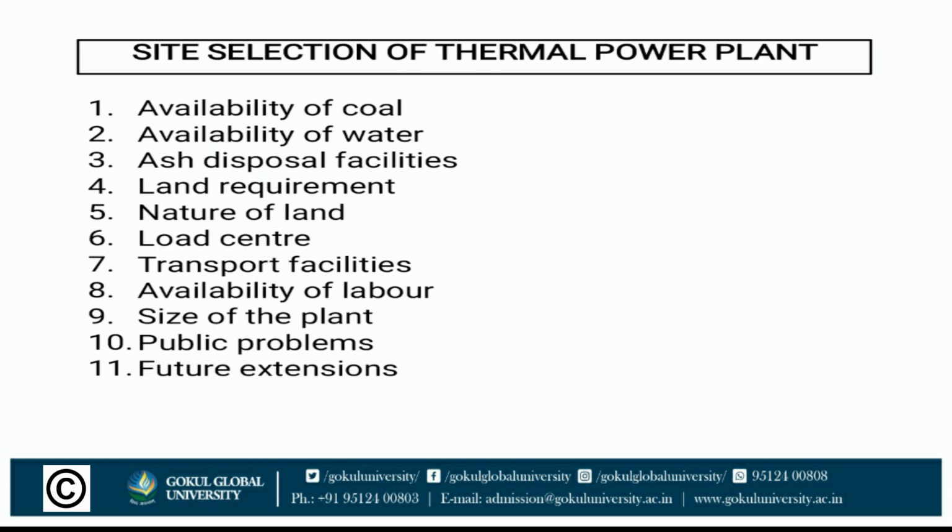Site selection of thermal power plant. First one, availability of coal. A modern coal-based steam power plant requires a huge quantity of coal per year. A rough idea: a thermal power plant of 100 megawatt capacity requires 1200 to 1500 tons of coal per day. Hence, a plant consuming such a large quantity of coal should be located as far as possible near the coal mines in order to save the coal transportation costs.